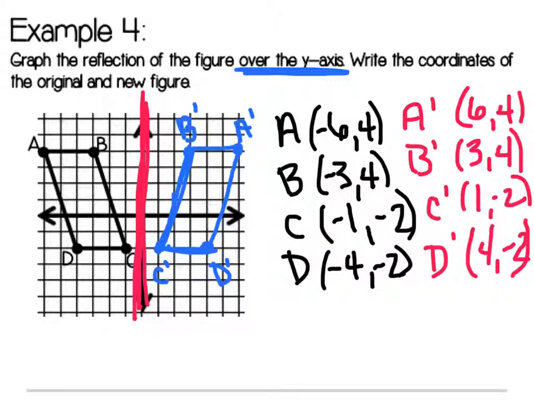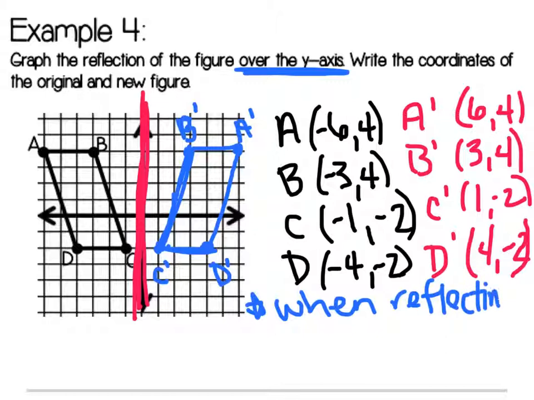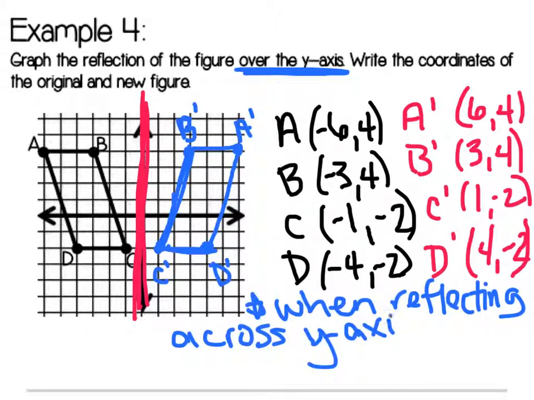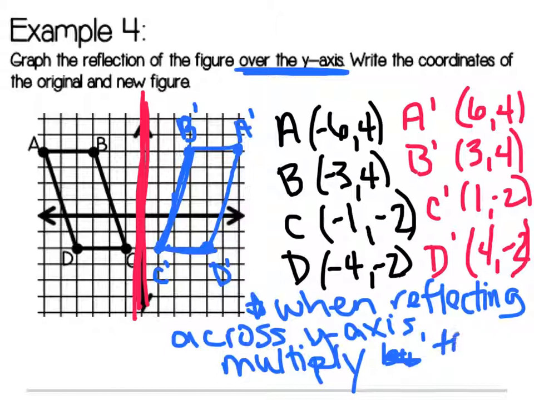So at the bottom, we're going to write, when you reflect across the y-axis, the x values change signs. Reflecting across the y-axis, we multiply the x values by -1. Remember, multiplying by -1 just changes the sign of what you multiply. We're going to multiply the x values by -1.